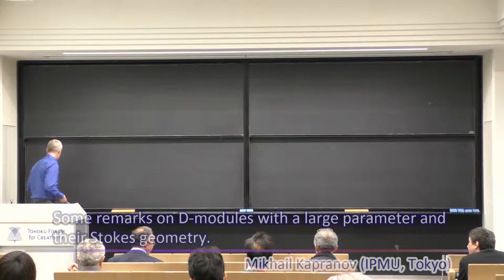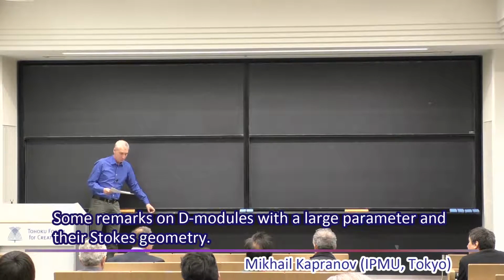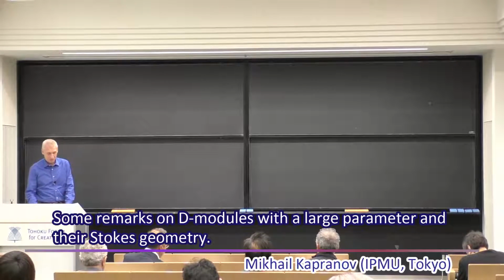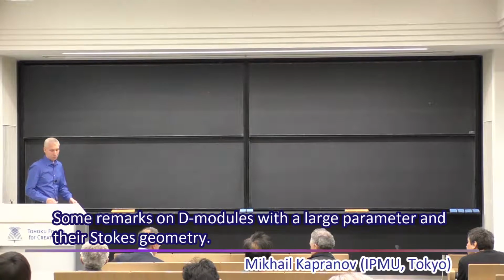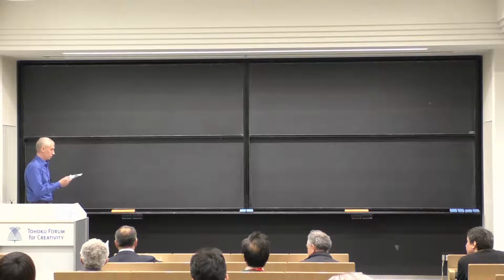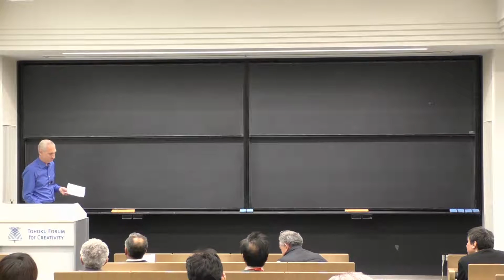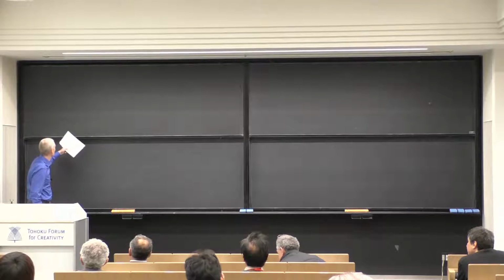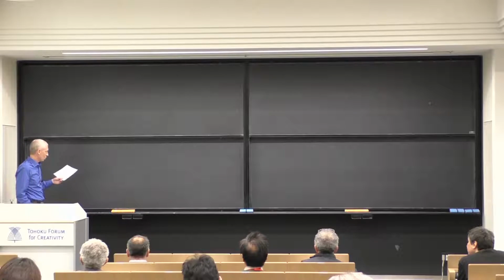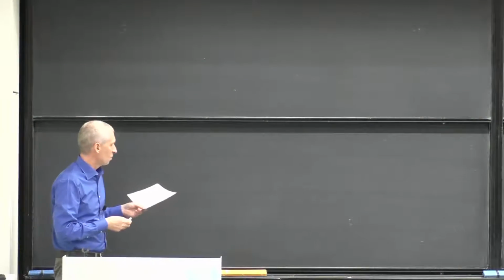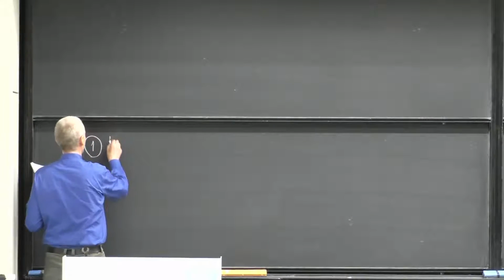Very elementary, basically, some thoughts on how one should understand WKB analysis, not for a single differential equation, but for D-models. So the case of a single differential equation is very classical and nevertheless very interesting. And the case of systems is more difficult. So I will start by giving some reminder on WKB for D-models.